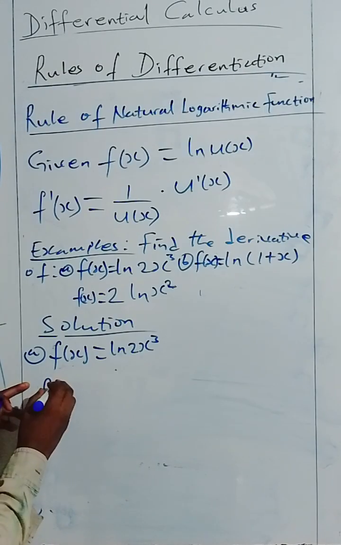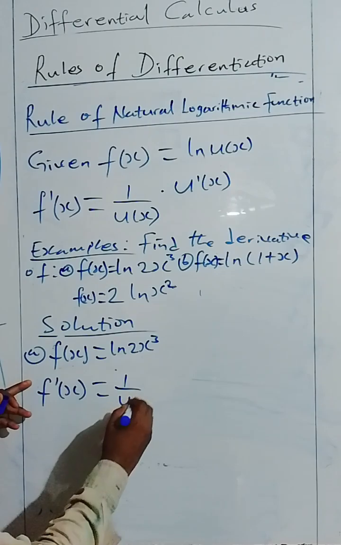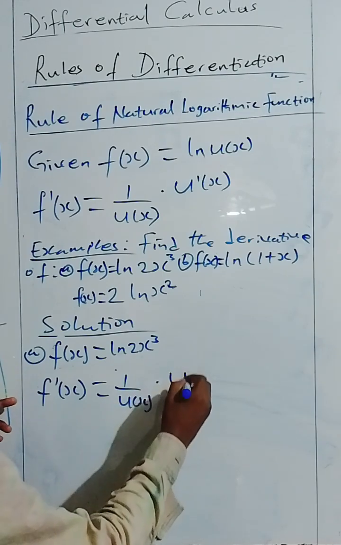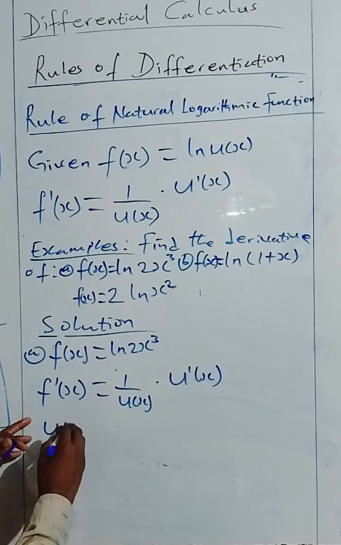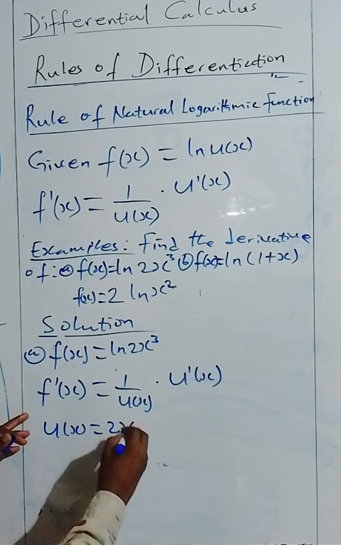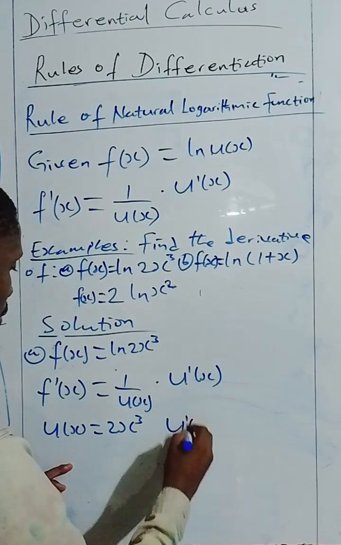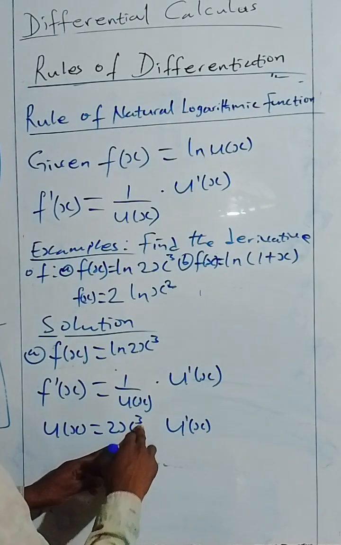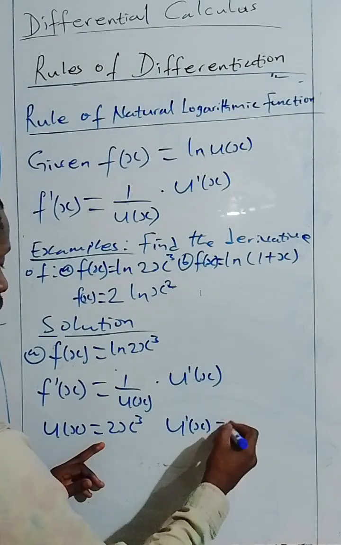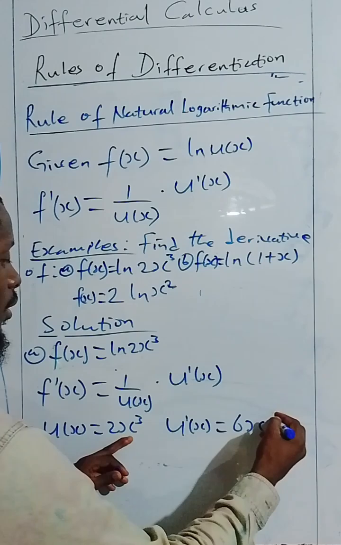Let me show it clearly. We know that f prime of x is equal to 1 over u of x, then multiply by u prime of x. Here u of x is simply 2x raised to the power 3. Then u prime of x is the derivative of this. We differentiate this power function, we bring down the power, that's 3 times 2, which is 6. Then we have x raised to the power 3 minus 1, that is 2.